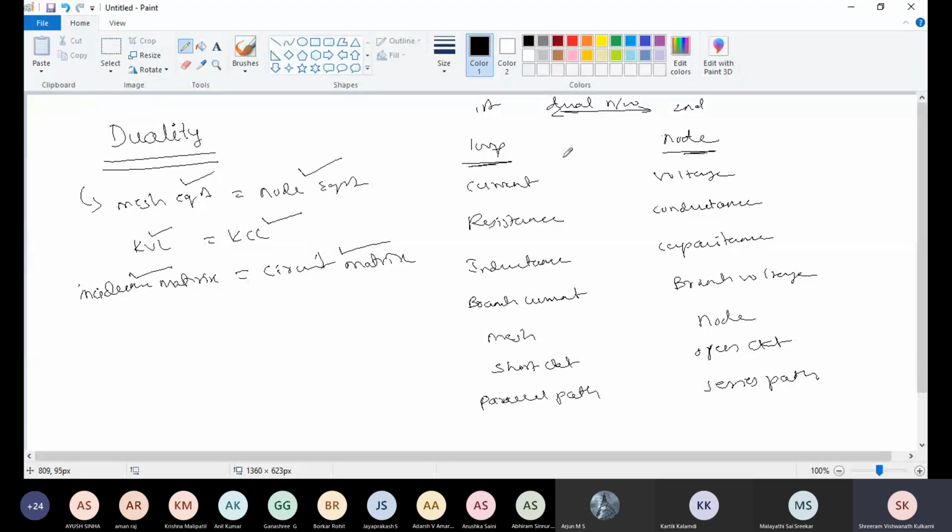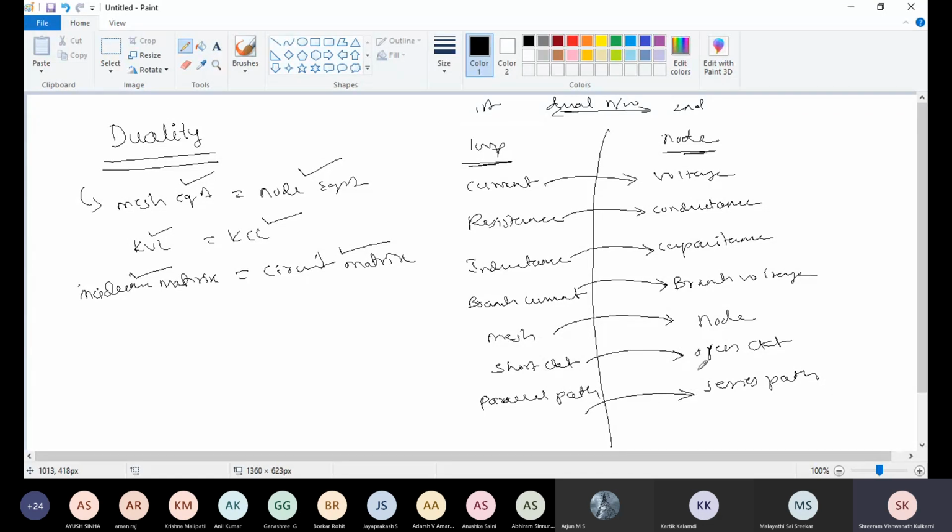Duality, dual networks. In a simple table form I can write: if the first network has a current source, how do we write the dual? Current source is replaced by voltage source, resistance by conductance, inductance by capacitance, branch current by branch voltage, mesh by node, short circuit by open circuit, and the parallel path by the series path. So we can write the dual of that network.